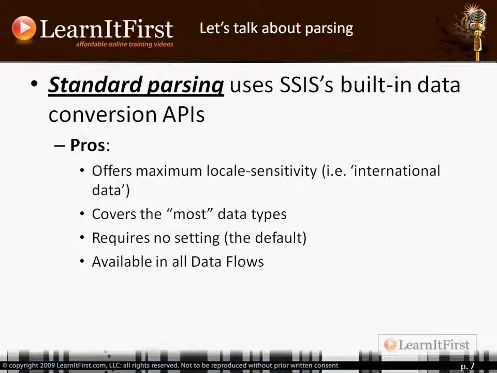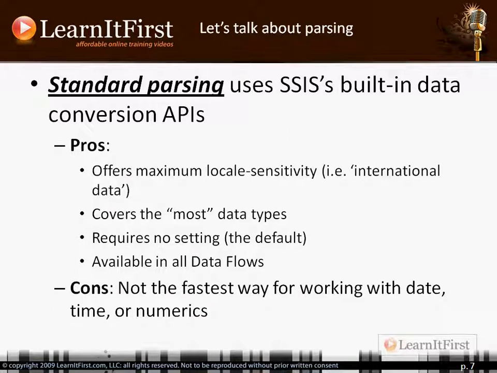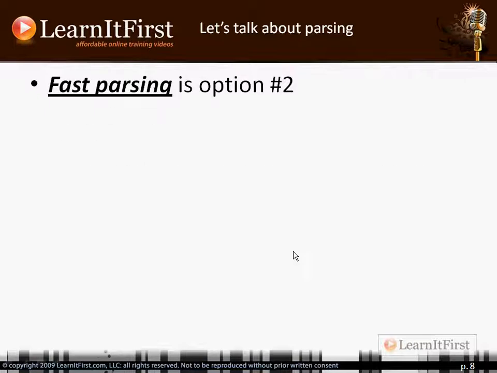And this is available in all of the data flows. So now that those are the pros, the cons are that there are faster ways of working with certain types of data. So the standard works for most all scenarios. However, next page, the fast parse is going to work faster, ta-da, in certain scenarios, right?